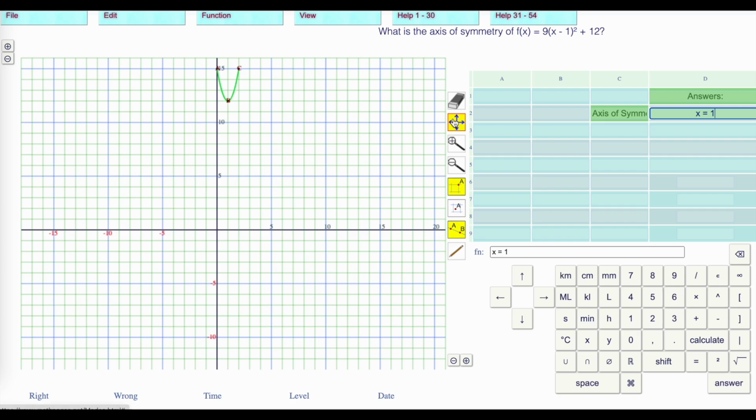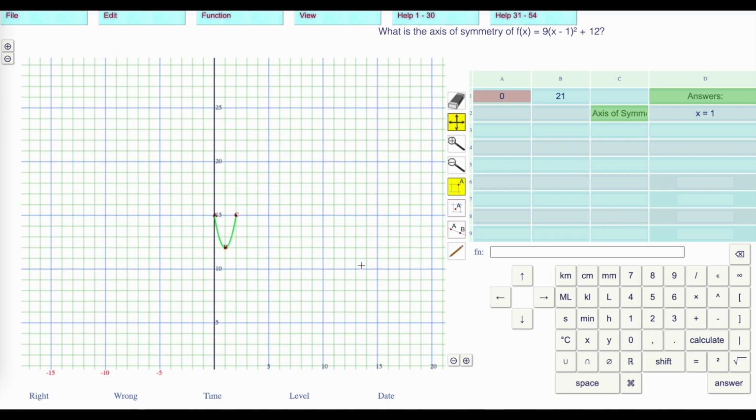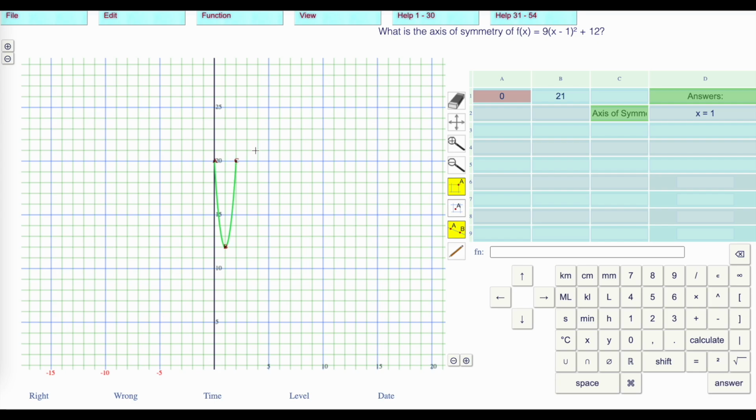I am going to graph this exactly just because I like to do that. When x is 1, the y value must be 12: y is equal to 9 times the bracket x, the x value, which is 1, minus 1, which is 0. All squared is still 0, times 9 is still 0. Plus 12 is 12. We have (1, 12). When our x is 0, we have 21. Okay, so it doesn't look like that. It looks more like this. It's a little bit more vertical. At 2, we would also have 21. (2, 21). There we go.